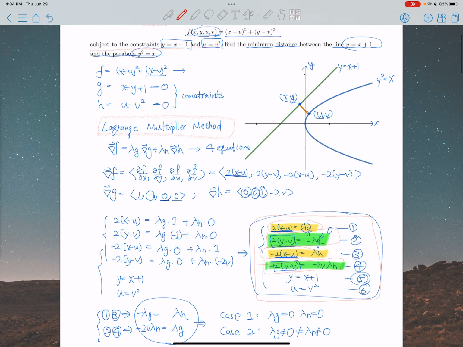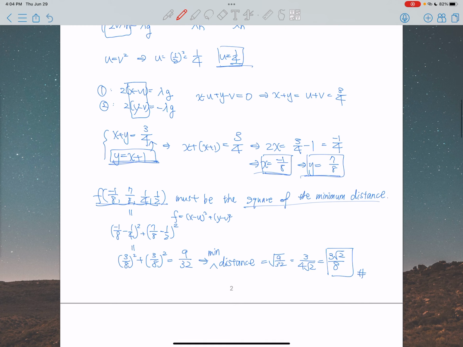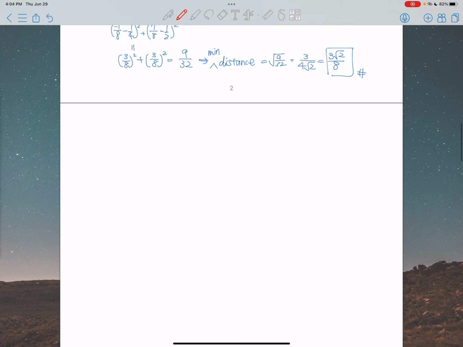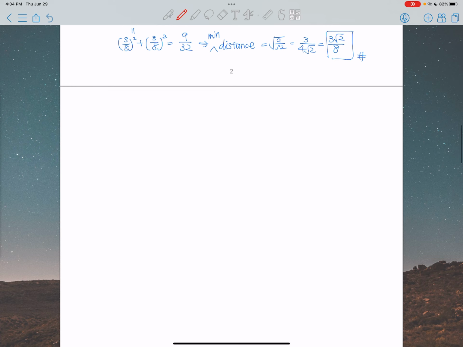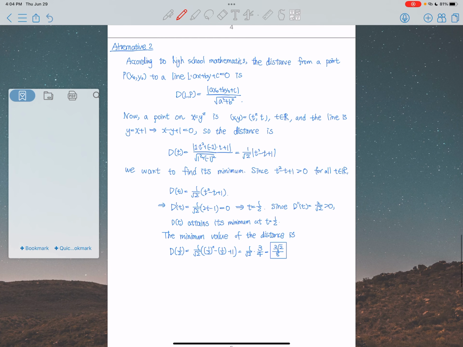However, this question can also be done by some ways other than the Lagrange multiplier method, and I'll show them in the following, but I will not explain them fully. So this is the first alternative method. And for the second alternative method, it is this.